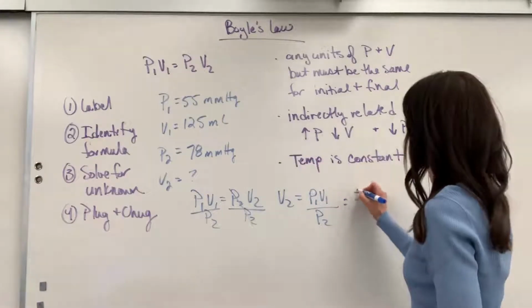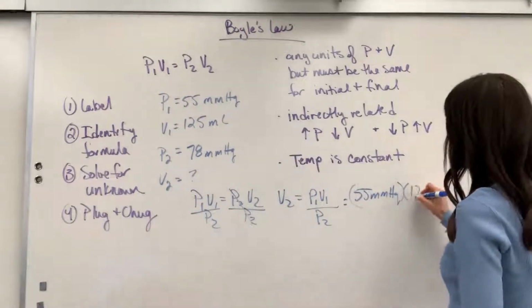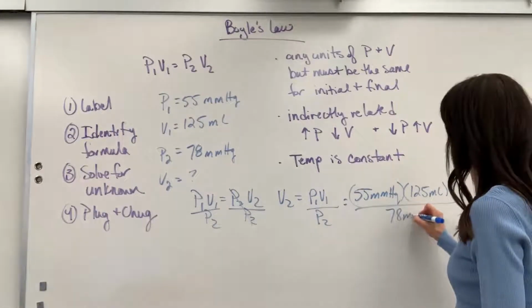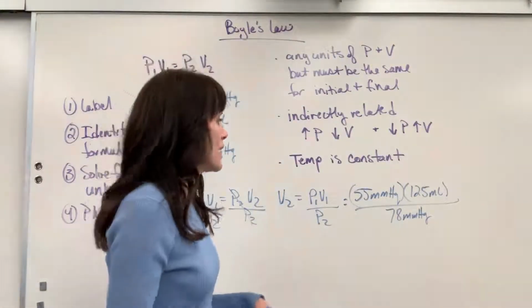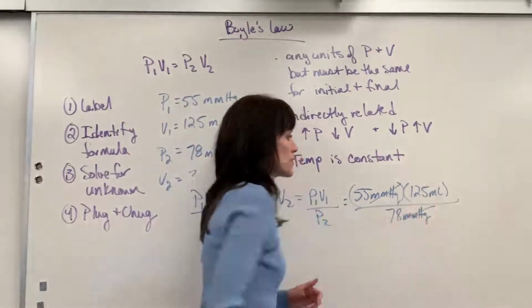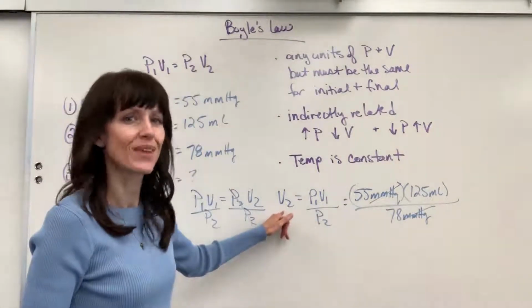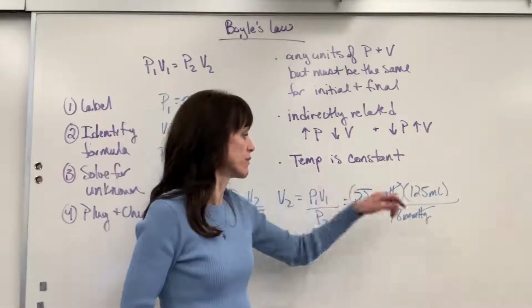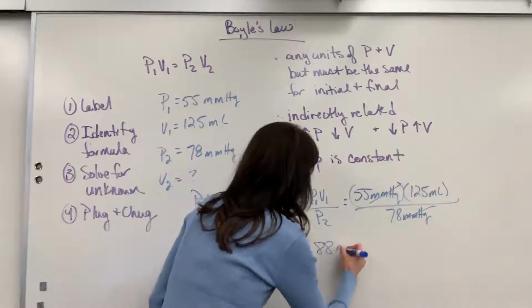Our P1 was the 55 millimeters of mercury times the V1, 125 mils, divided by the second pressure, 78 millimeters of mercury. I always check units. By the way, that's how I got through physics. Look at your units. They'll always tell you if you set it up correctly. Notice millimeters of mercury cancels, and what am I left with? Mils. Is that a unit for volume? Absolutely. So we set it up correctly. V2 equals, so my calculator, 55 times 125 divided by 78, and our answer is 88 mils.